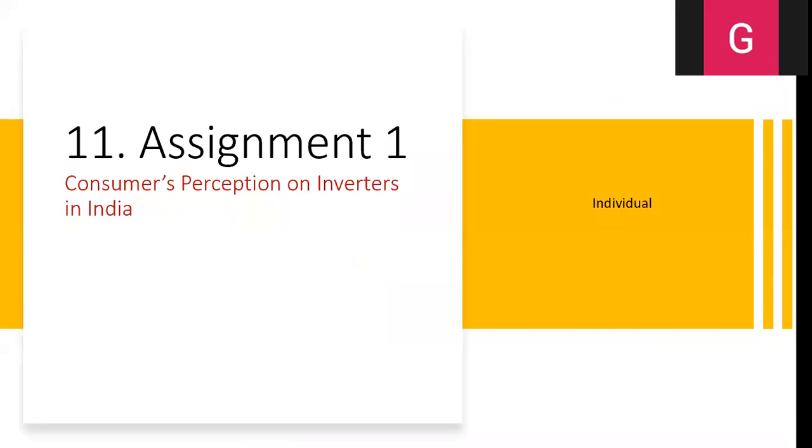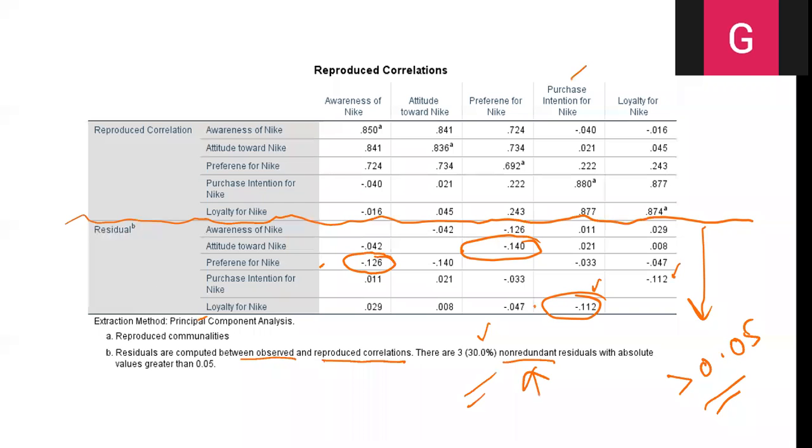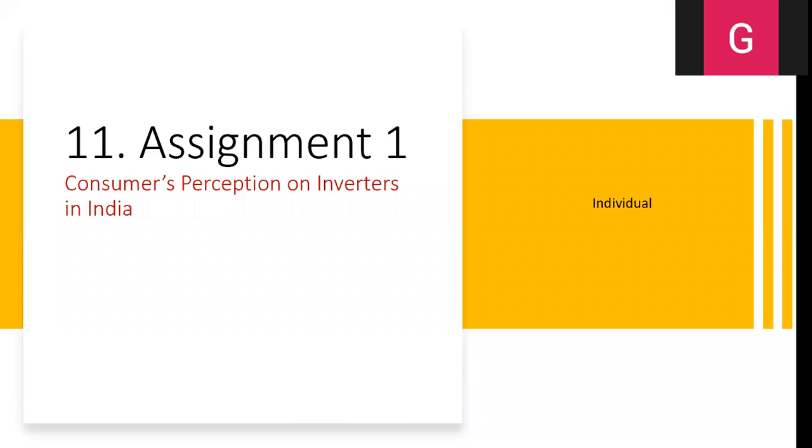Now, you said greater than 0.05. Yes, ma'am. These are minus values, greater than 0.05. You have circled minus values. Yes, ma'am. Yeah, you can take that minus value. Okay. So next is... Ma'am, didn't get you.